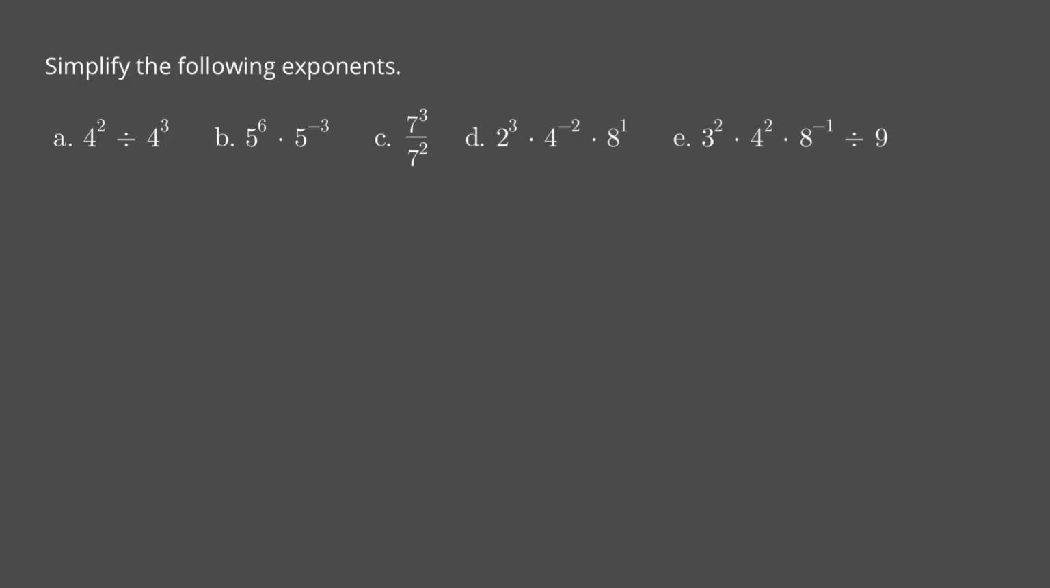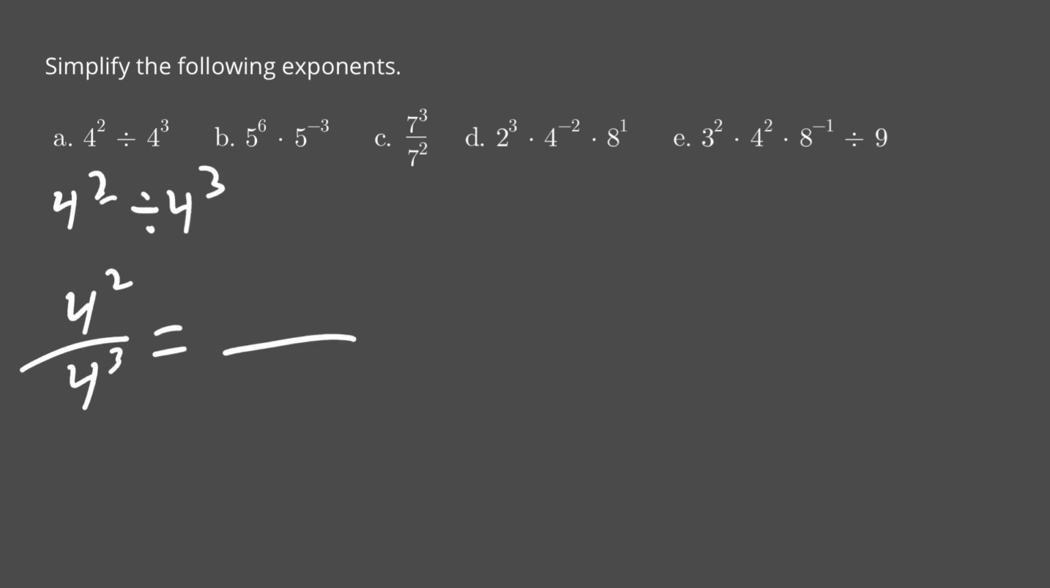For part A, we have 4 to the power of 2 divided by 4 to the power of 3. Whenever you have this division symbol, I recommend rewriting it as a fraction bar. So we have 4 to the power of 2 over 4 to the power of 3. Now there's a couple ways we can do this. You can know that when fractions are divided, you subtract, kind of the opposite of multiplication causing exponents to add, or you can expand it fully. We'll do it both ways here to prove to you that it works.